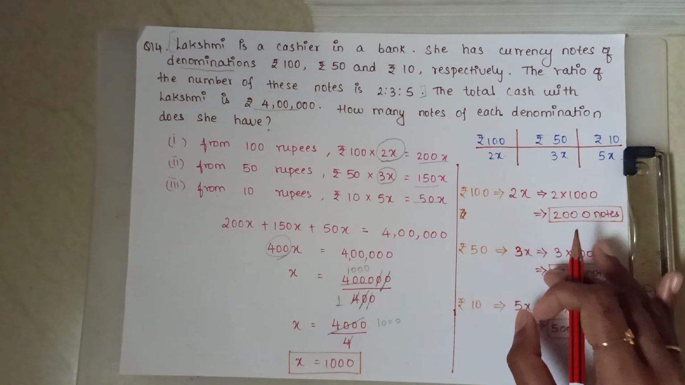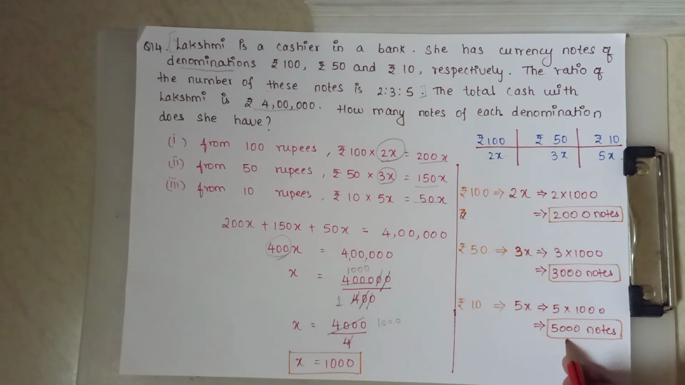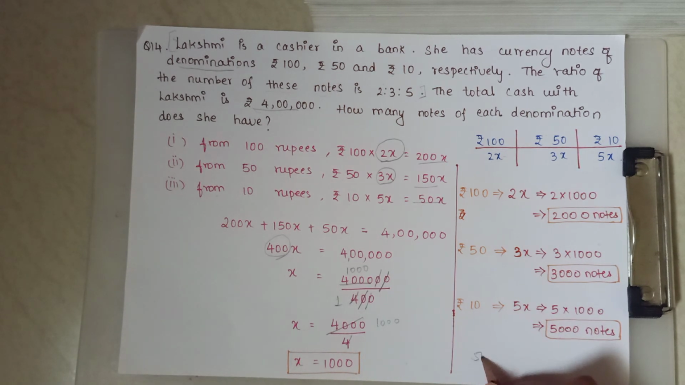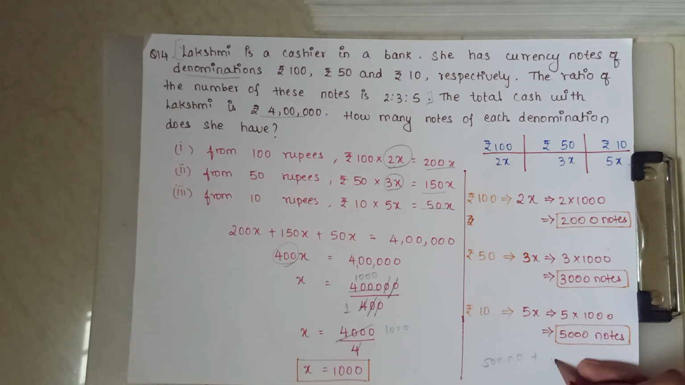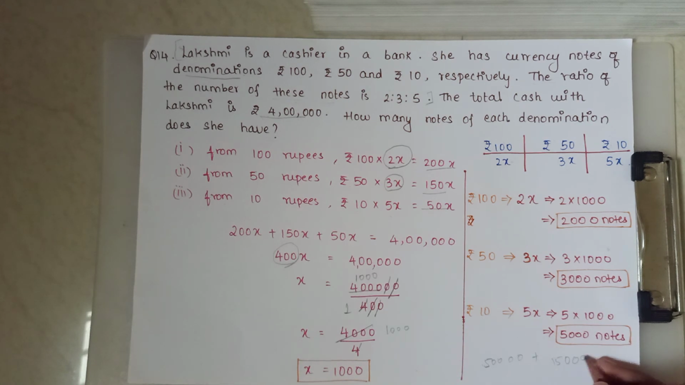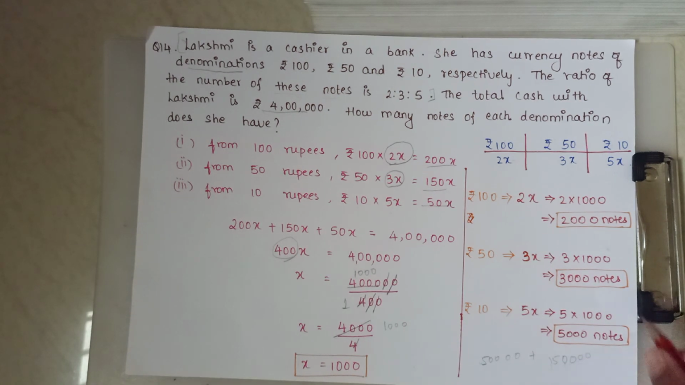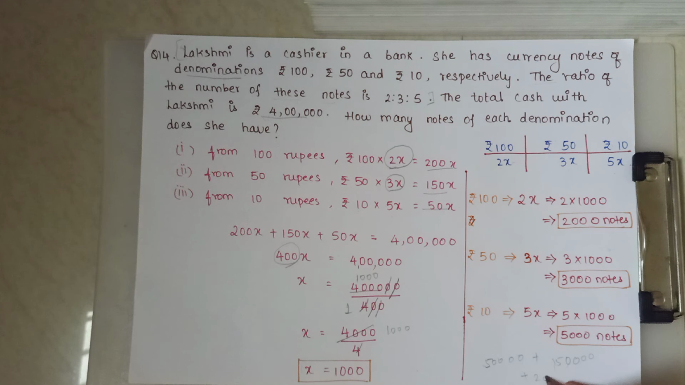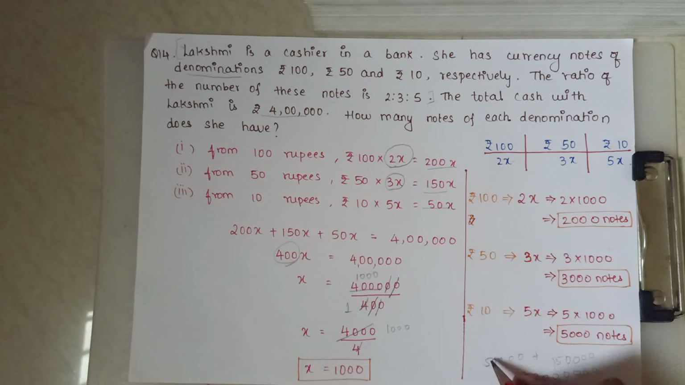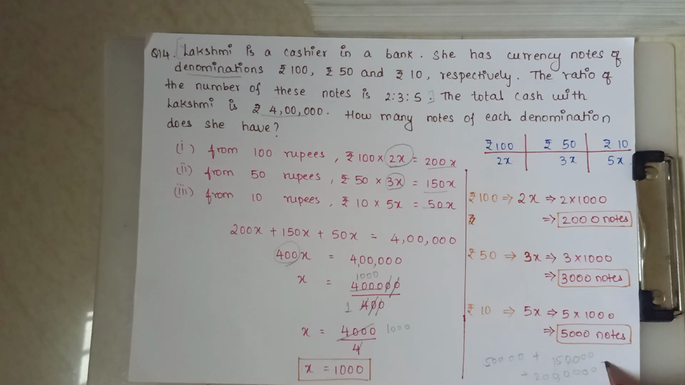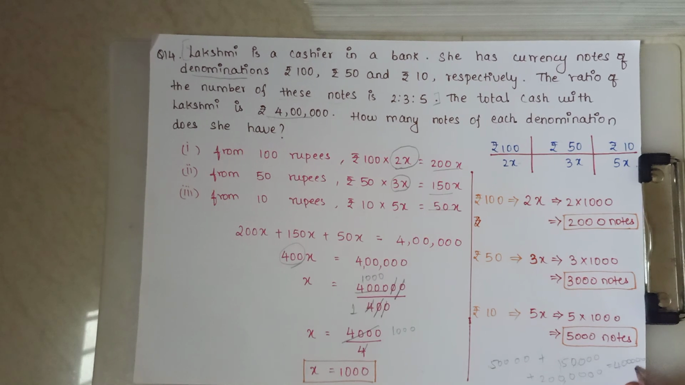Now let's verify by summing all this. 10 into 5000 is 50,000, right? Plus 50 into 3000, that is 5 threes are 15, with 4 zeros, so 1,50,000. Again we multiply 100 into 2000, that is 2 lakh, with 4 zeros. So 2 lakh, here 1,50,000, here 50,000. So 2 lakh plus 1,50,000 is 3 lakh 50,000, plus 50,000 is 4 lakh. So we are getting the total cash as 4 lakh. Hence our answer is correct.